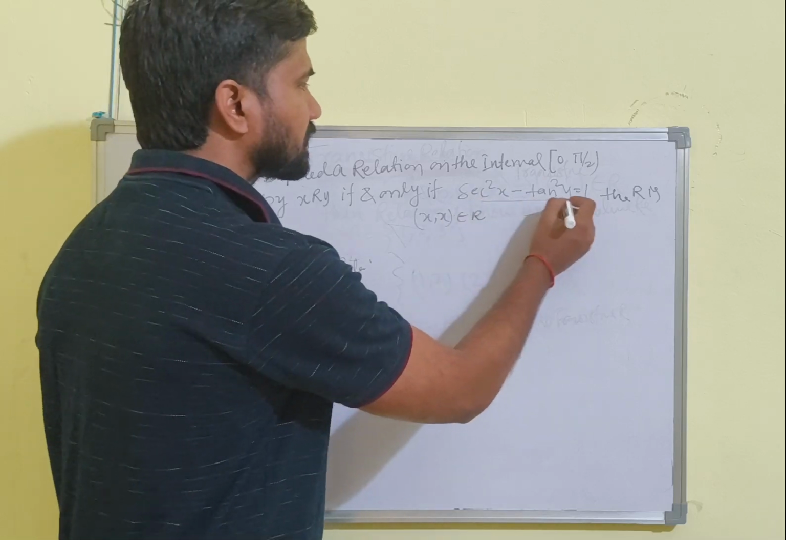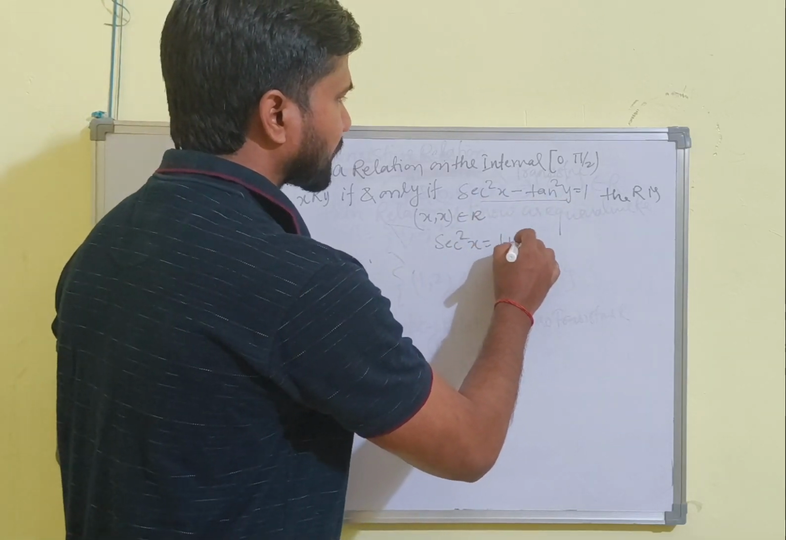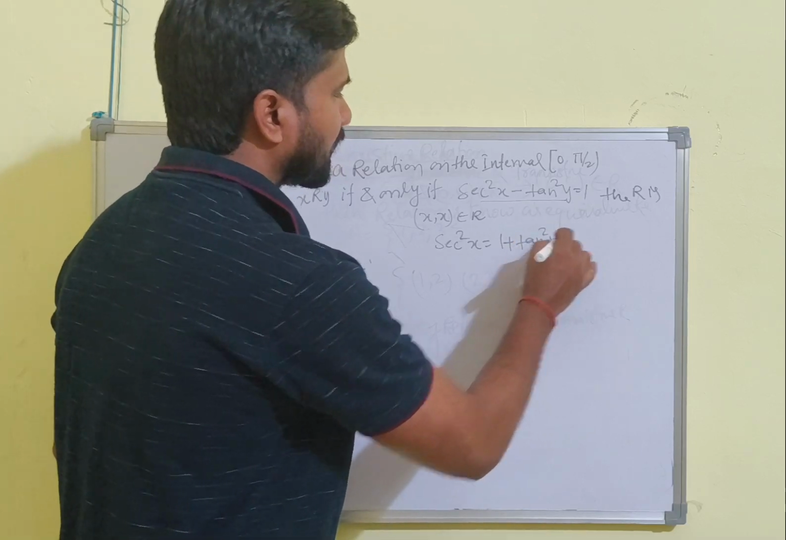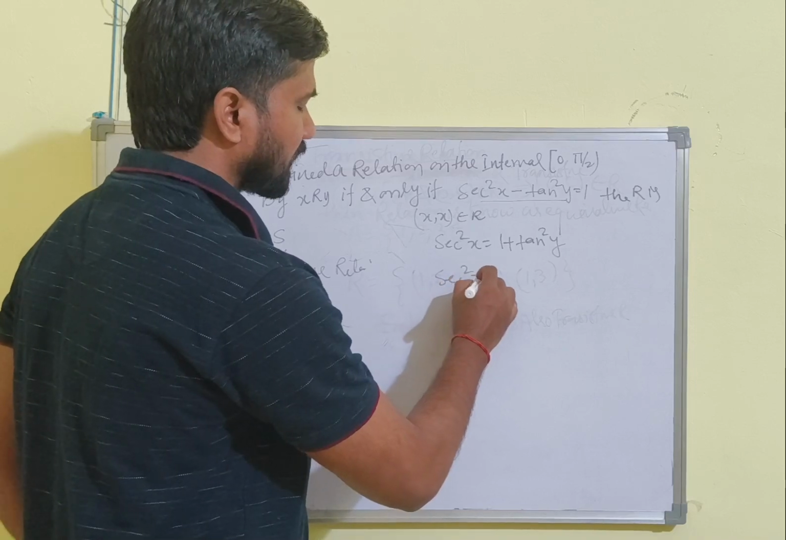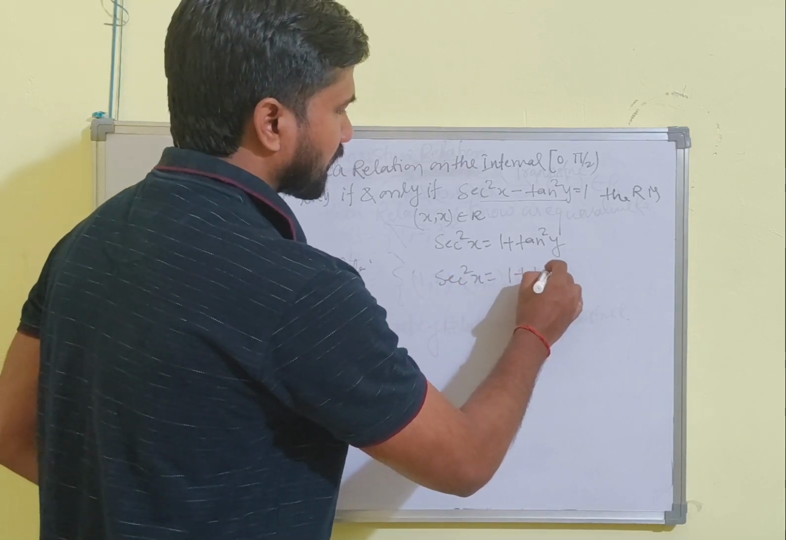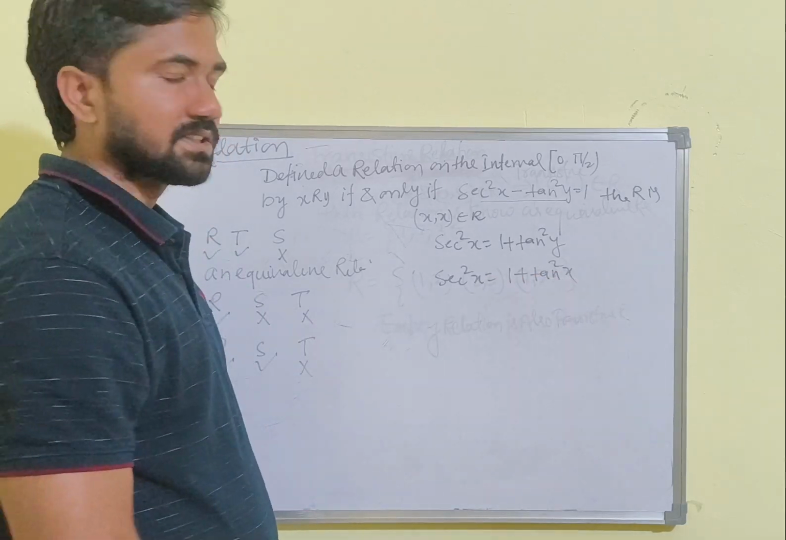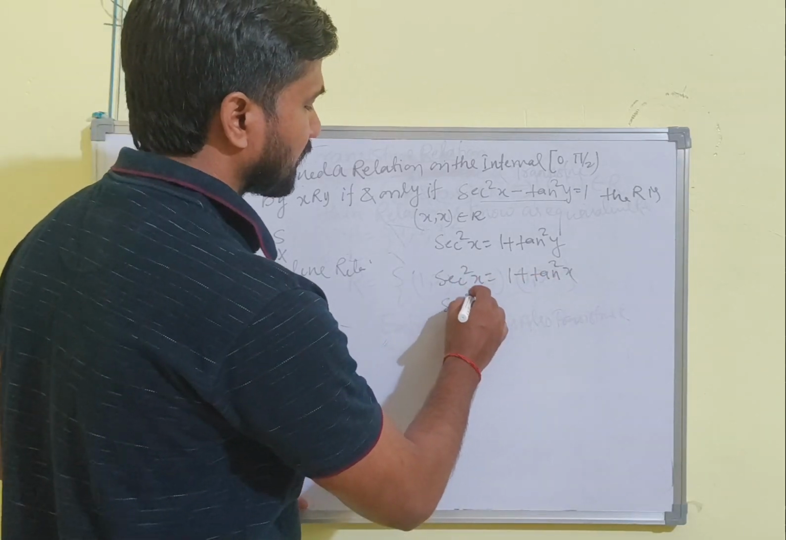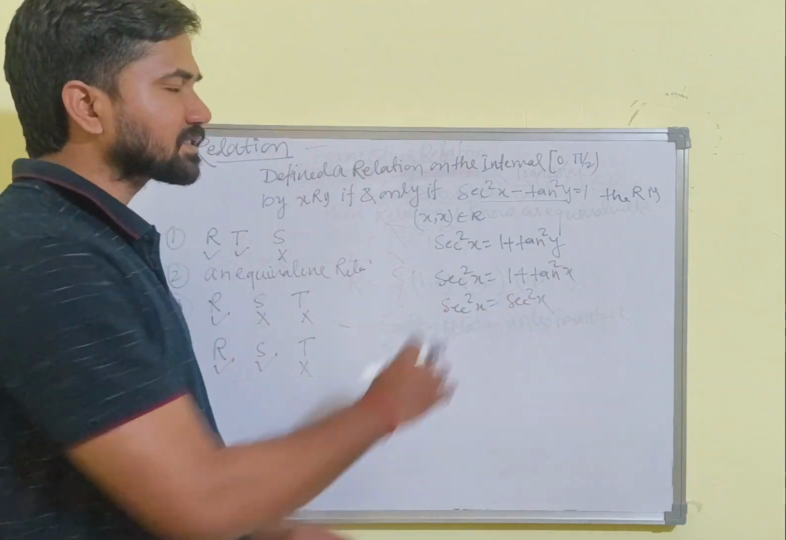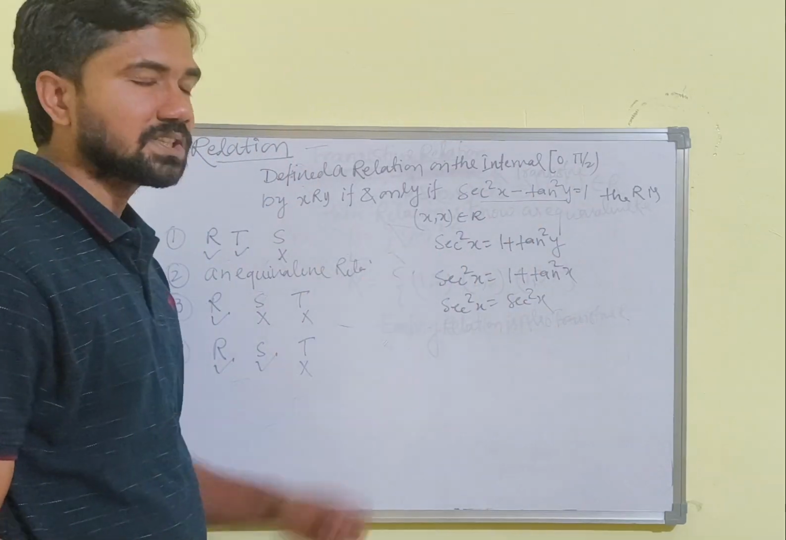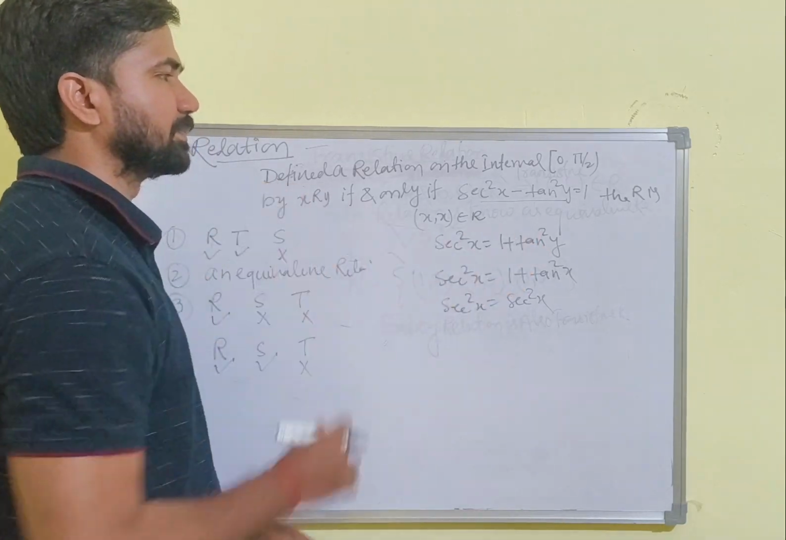So what can we write this way? Sec square x equal to 1 plus tan square y. If you put x in the place of y also, what will you get? Sec square x equal to 1 plus tan square x. And we know that 1 plus tan square x is sec square x. So what are we getting? Sec square x equal to sec square x for all x belonging to 0 to pi by 2. So this is a reflexive relation, because it will satisfy.